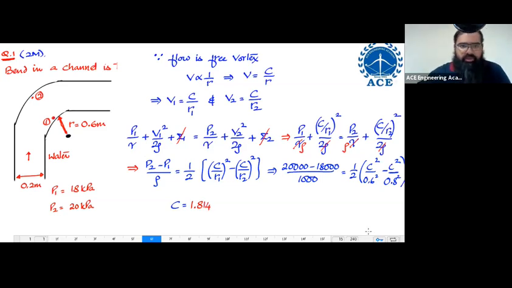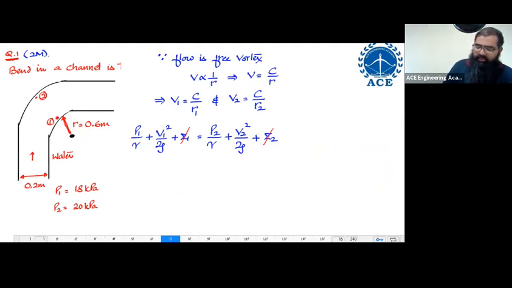Please check. I hope all of you are getting the C value. We cancelled Z1 and Z2 because I have mentioned that the bend is taking place in a horizontal plane. That means the datum throughout is remaining constant. I'm taking the value of C as 1.814.